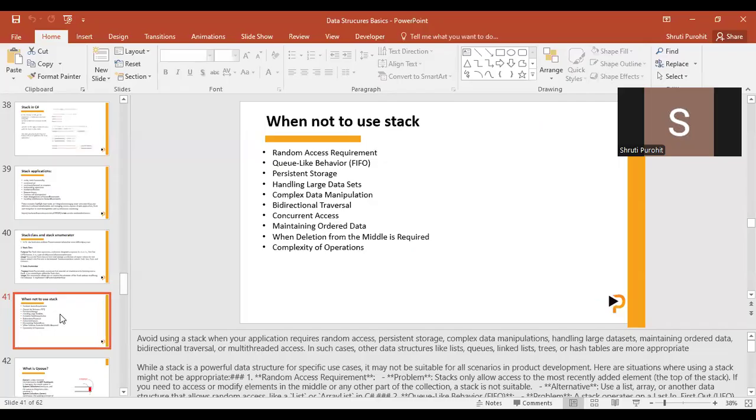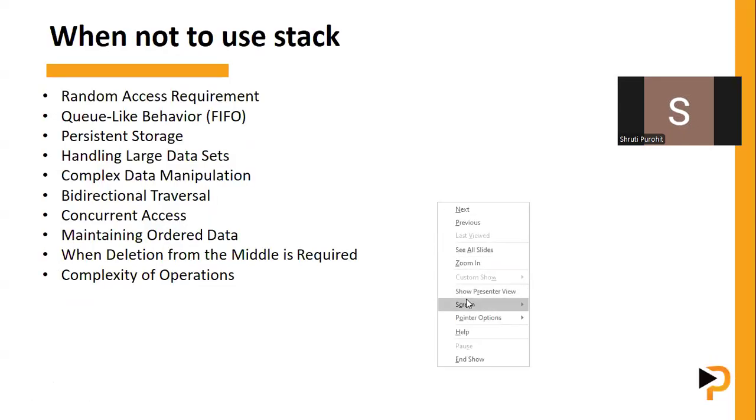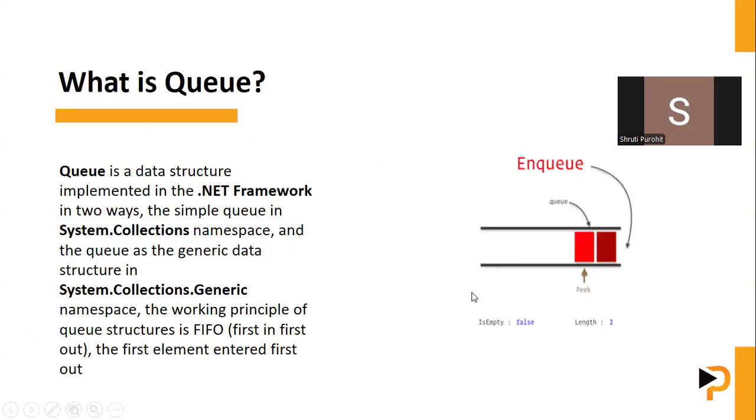Now let's go ahead with our next data structure, and that is the queue. A queue is a data structure implemented in the .NET Framework in two ways, a simple queue in the System.Collections namespace and a generic one. A queue has two ends, front and rear. From one end it is inserted, and from the other end it is fetched or deleted.